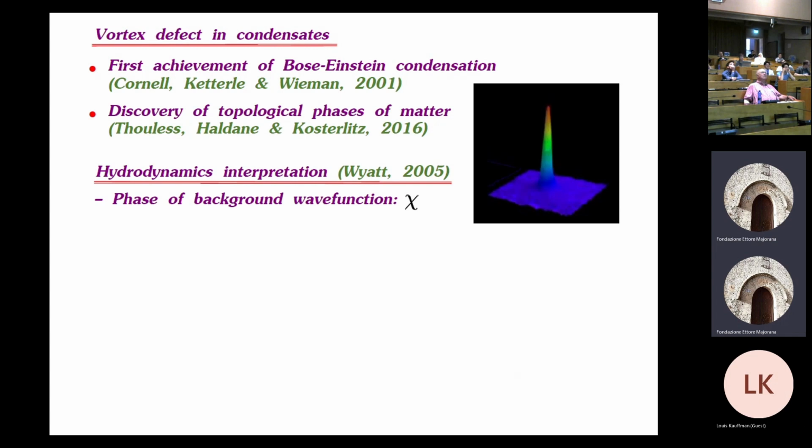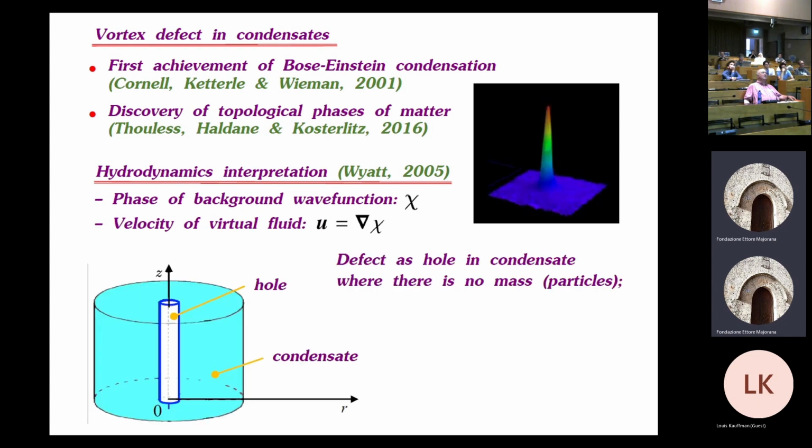So the first thing is that we have a phase, a background wave function, let's call it chi, which is your potential. If you like, your kinetic potential. And then a velocity of the virtual fluid. This is u, in terms of the gradient of chi. And what do we have here? Oh, we have a sort of Kelvin's case study again.